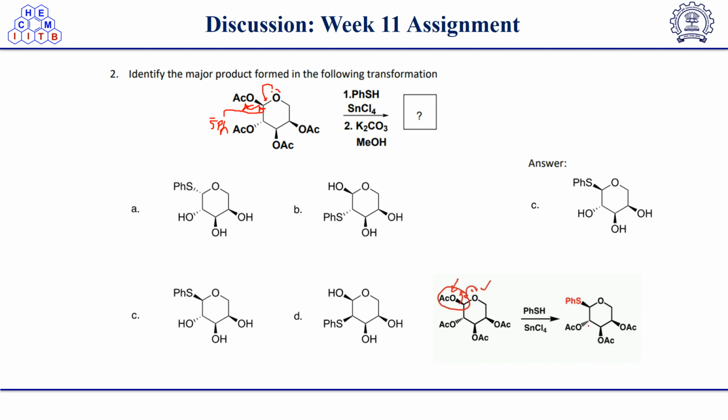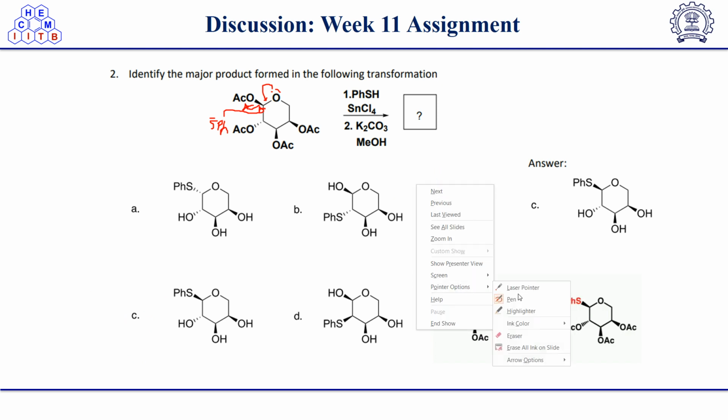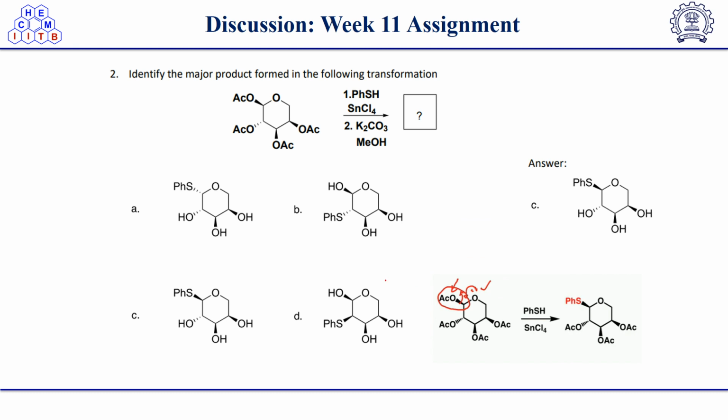And in the next step, while treating it with this K2CO3 and methanol, all the other acetyl groups will get hydrolyzed, and they will be converted into alcohol. So we will be getting the correct answer as option C. So I hope it is clear.